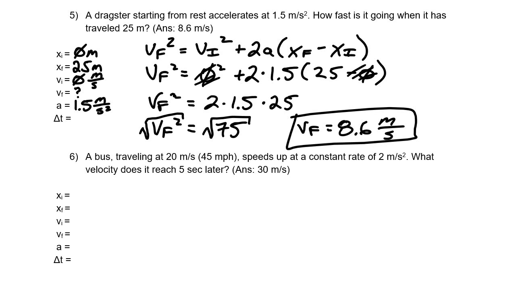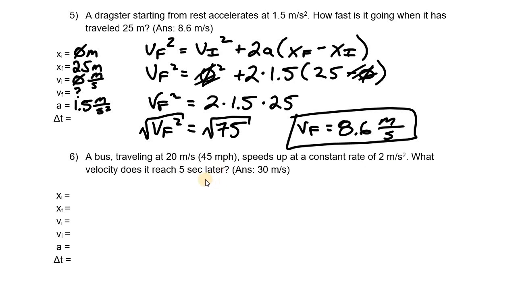For this next one, we have a bus. It's traveling at 20 meters per second, which is equivalent to 45 miles an hour, and it speeds up at a constant rate of 2 meters per second squared. What velocity does it reach 5 seconds later?